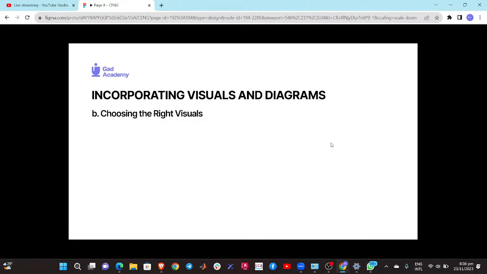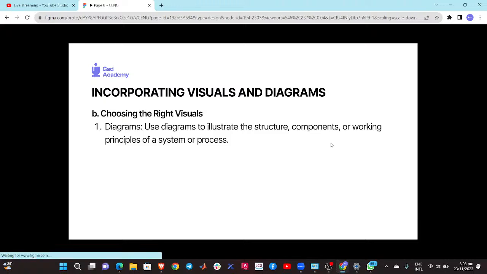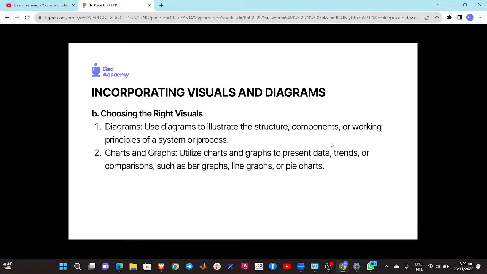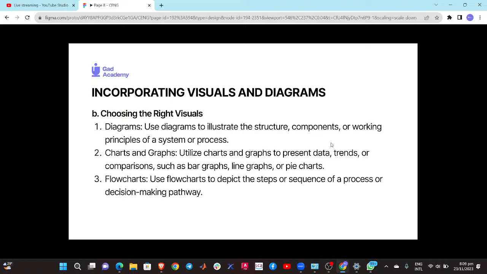So incorporating visuals and diagrams, option B is choosing the right visuals. Choosing the right visuals. So we have diagrams, we have charts and graphs, we have flow charts. It is very, very important for us to understand the right visual to use at what time.